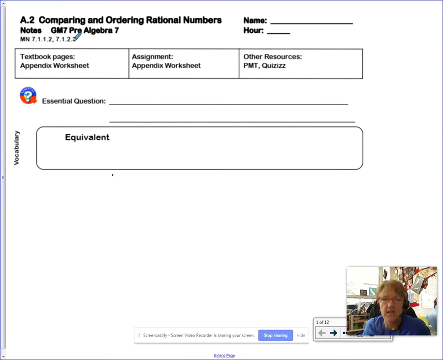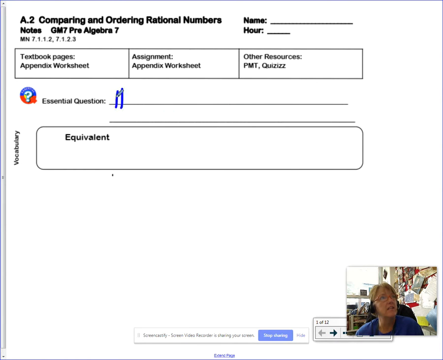All right, this particular lesson isn't in your regular textbook. It's going to be a worksheet, but we put a little bit in your notes packet. So grab this. It's right after 3.1, and it's called A.2, comparing and ordering rational numbers.